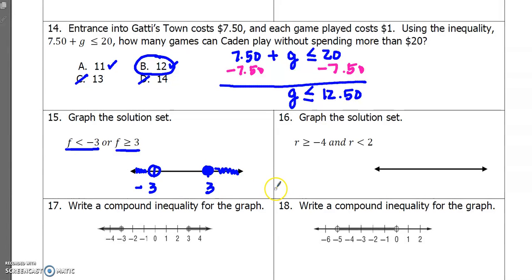The next one is an and. So we know that with an and, we should be shading towards the center, right? So I have my two numbers, which are negative 4 and a positive 2. This inequality is saying R is greater than or equal to negative 4. So I will fill in my circle, and I'm going to shade to the right. But I'll stop at the number 2 because it says R is less than 2. So there's my empty circle, and then I'm shading to the left.